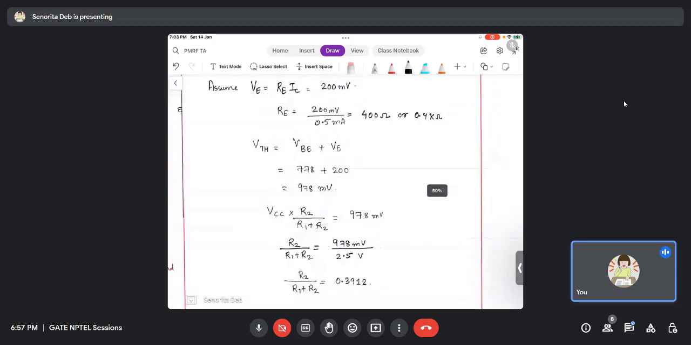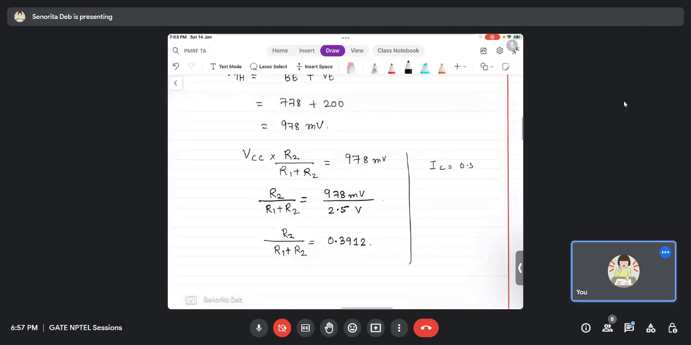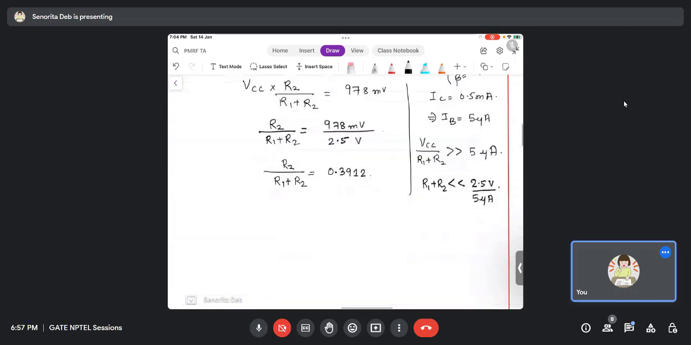So remember that IC you had got as 0.5 milliampere, therefore IB was 5 microampere, right? Beta is 100. Since IB is 5 microampere, you want this IB to be negligible. That means you want VCC by R1 plus R2, which is the main current, to be very much greater than 5 microampere. This gives you another condition, right? So R1 plus R2 has to be very much less than 2.5 volts by 5 microampere.